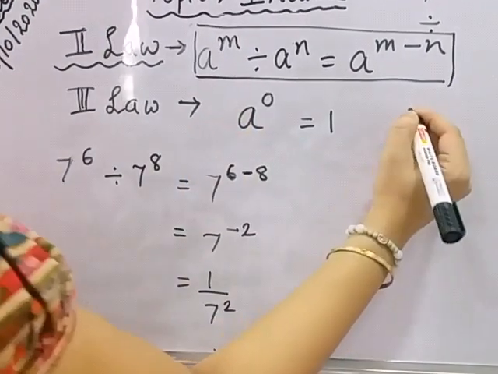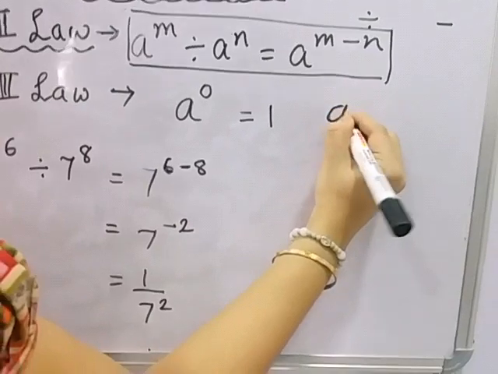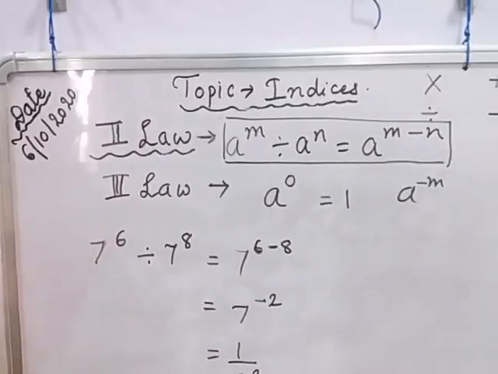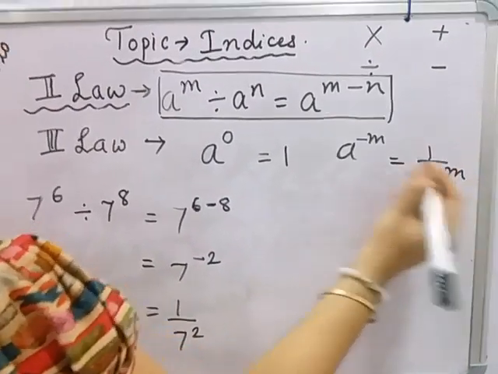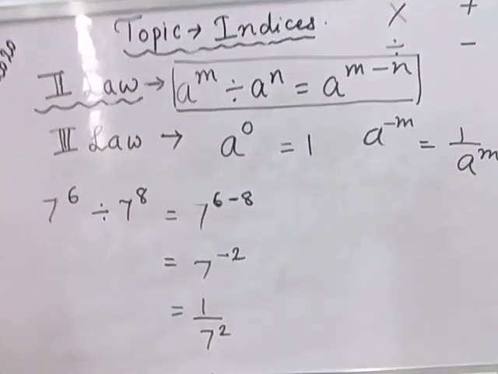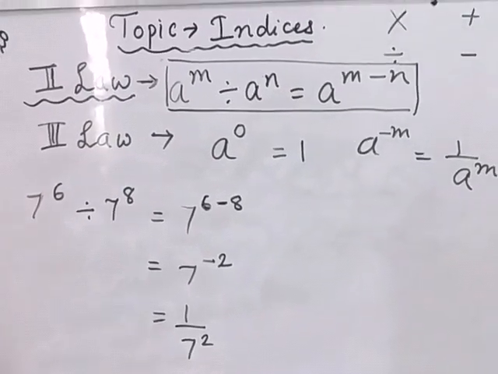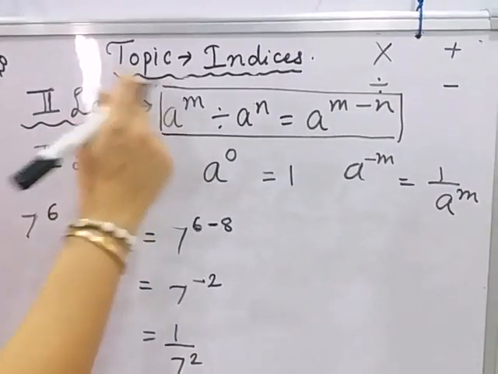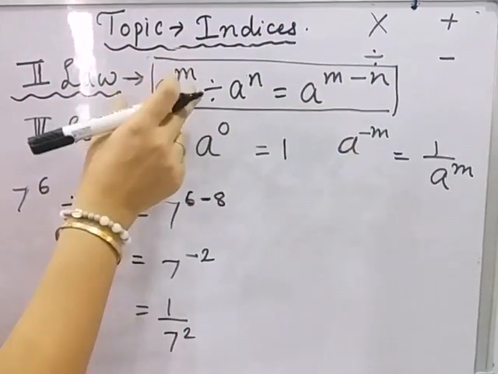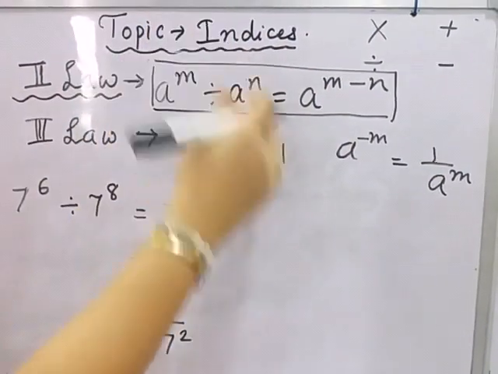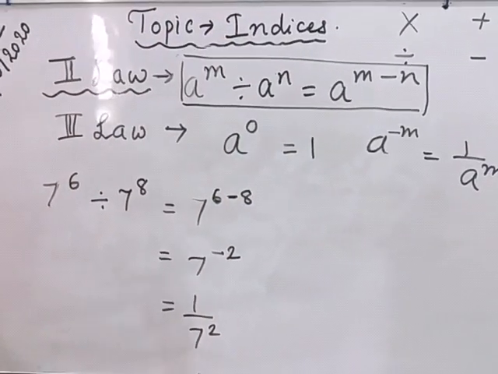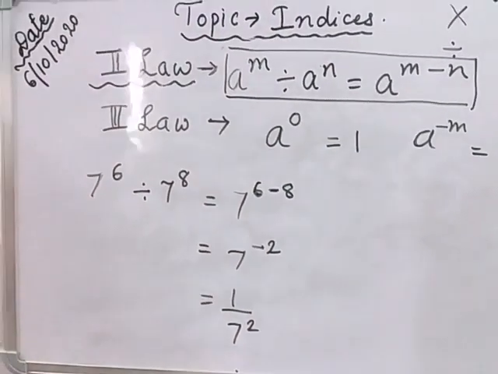So here again, one more law: if the index is negative, that term goes to the denominator and the index turns from negative to positive. Okay student, I hope you understand. So we are going to use all these terms, the second law, the third law, and even this term which is related to the second law itself, for our next practice set. Okay, so let's start.